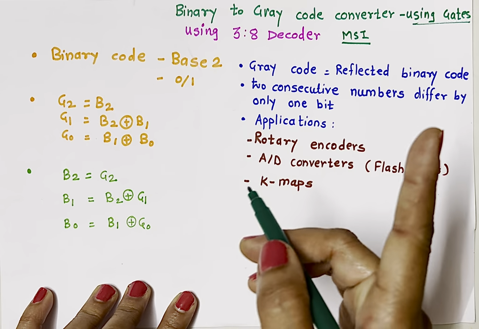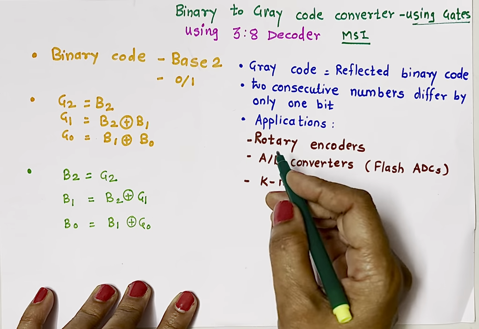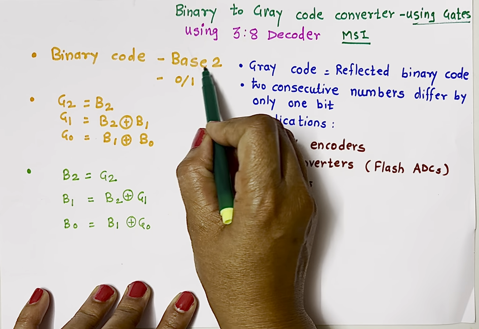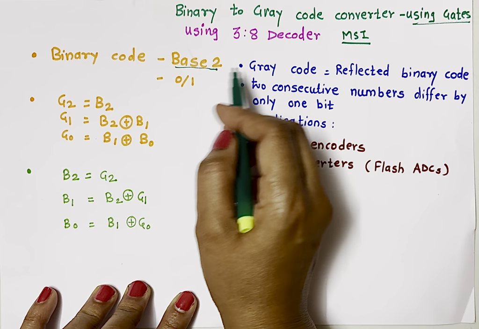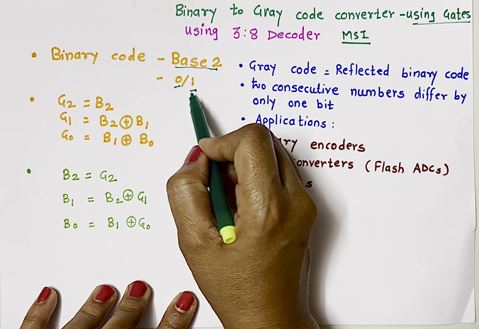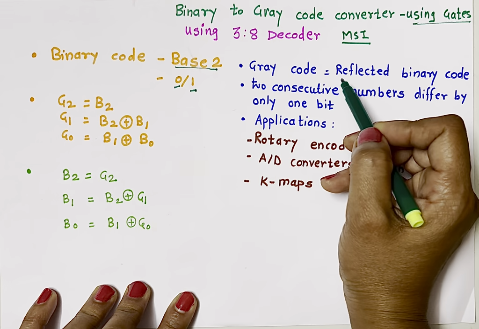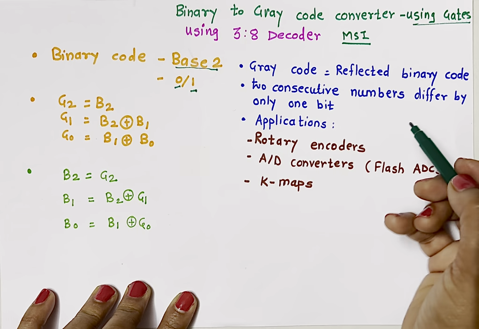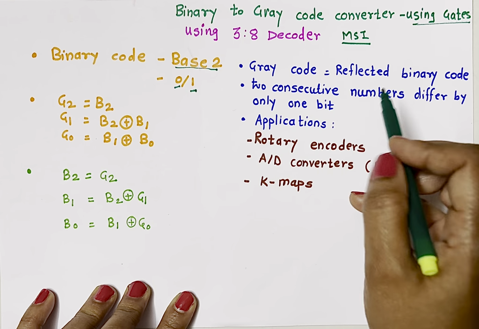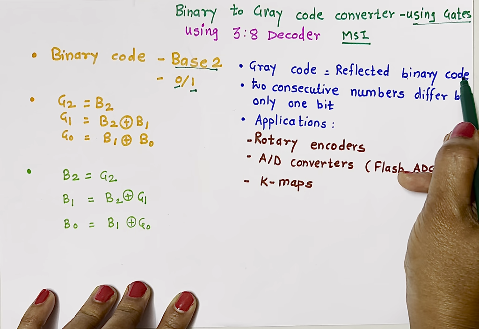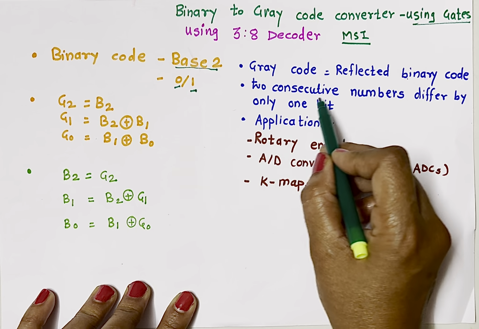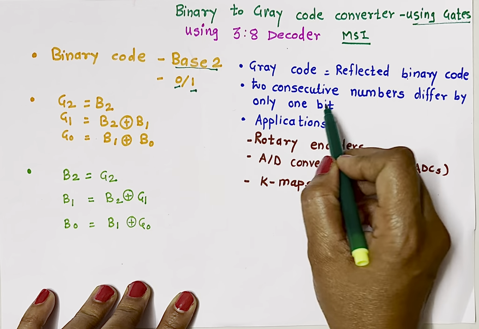So first you should understand what binary code is and what gray code is. Binary code is also called base 2 code. It means it has only two symbols, 0 and 1. Similarly, gray code is also base 2 code. It also has zeros and ones. But gray code is also called reflected binary code. It means two consecutive numbers differ by only one bit.